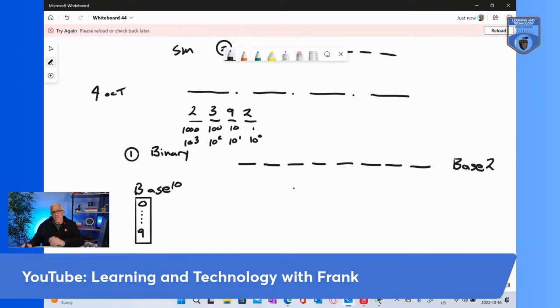I can do the exact same thing with base 2. So instead of 10, this is going to be expressed as 2 to the power of 0, 2 to the power of 1, 2 to the power of 2, 2 to the power of 3, 2 to the power of 4, 2 to the power of 5, 2 to the power of 6, and 2 to the power of 7.